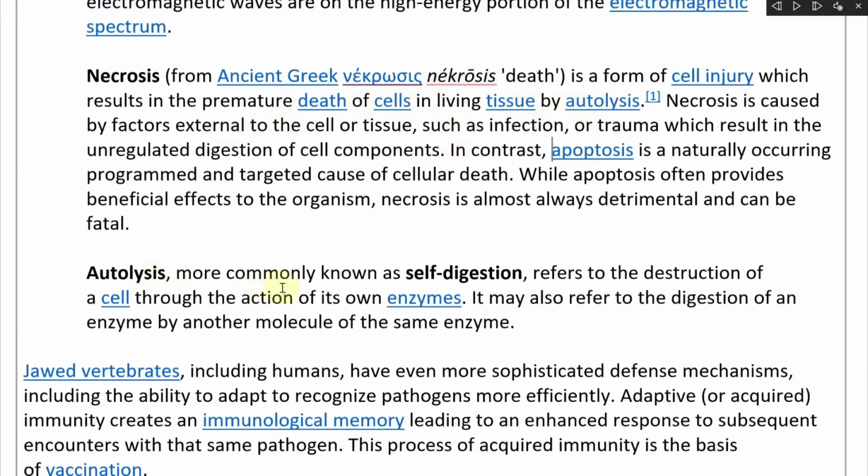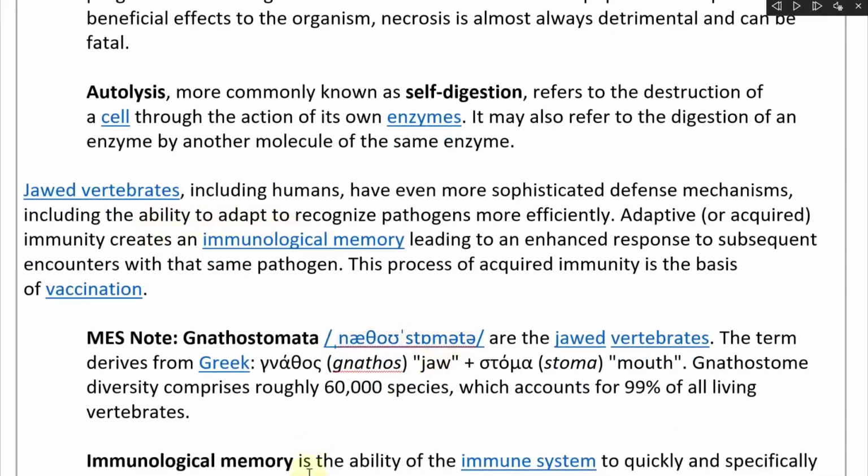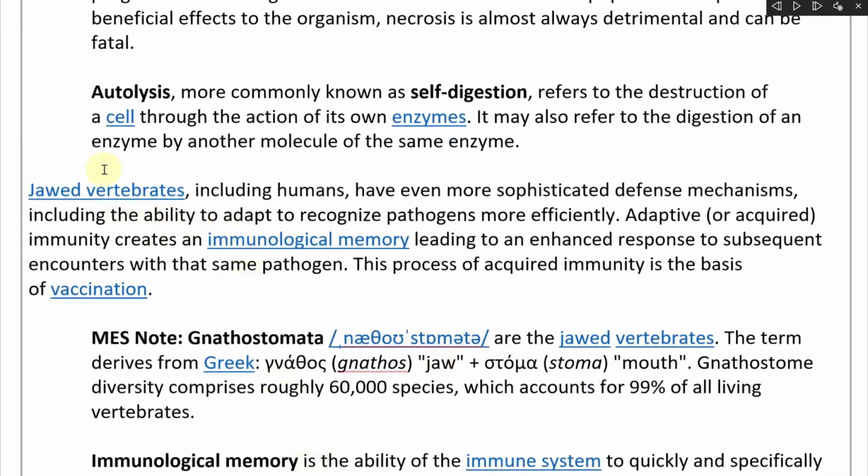So autolysis, more commonly known as self-digestion, refers to the destruction of a cell through the action of its own enzymes. It may also refer to the digestion of an enzyme by another molecule of the same enzyme. Yeah, so let's see that again. So it refers to the digestion of an enzyme, so eating that enzyme or absorbing it, by another molecule of the same enzyme. Yeah, so an enzyme eating itself is pretty interesting. Or also you could have this self-digestion refers to the destruction of a cell through the action of its own enzymes. Very, very interesting. So going further now we finally go through this.